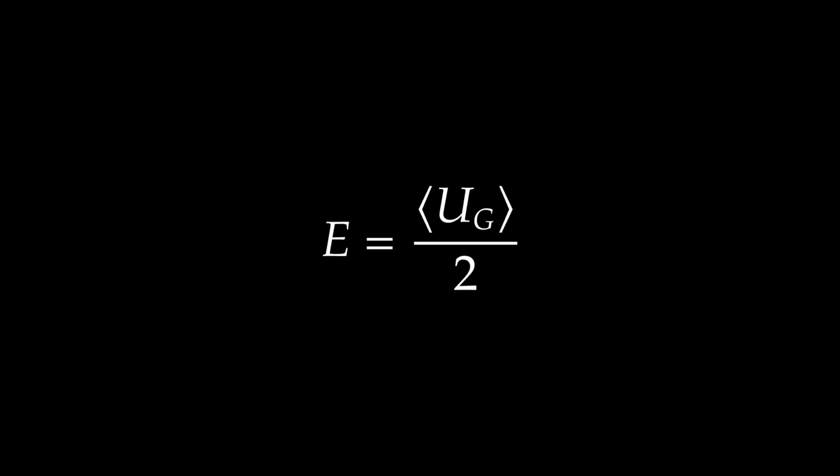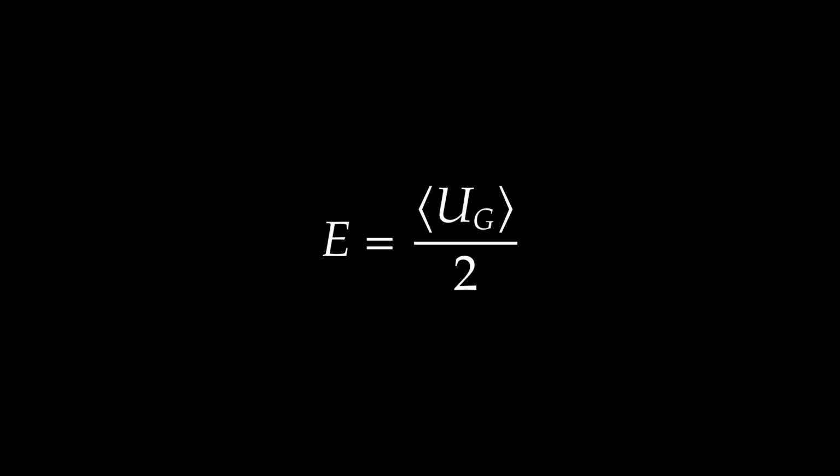Notice that I put those little brackets on the gravitational potential energy. I put them there to indicate that what I'm talking about is the average gravitational potential energy. That is, the gravitational potential energy calculated according to the average radius of the orbit. I'm still doing that trick where I treat an ellipse as if it's a circle. So the average gravitational potential energy divided by 2 is equal to the total energy of the orbit.